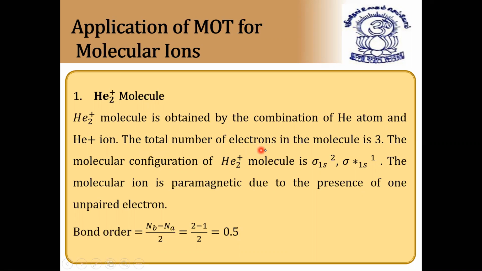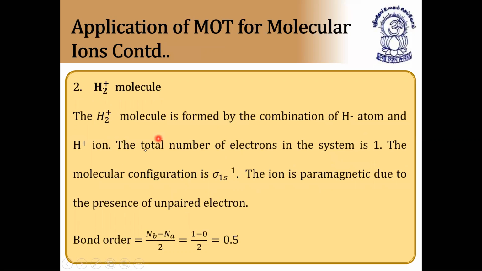The total number of electrons in the molecule is 3. So this is nothing but an odd electron molecule. Sigma 1s², sigma star 1s¹. And the molecular ion is paramagnetic because it contains one unpaired electron. So bond order is equal to the number of electrons in bonding, 2, minus anti-bonding, 1, divided by 2, which is equal to 0.5.